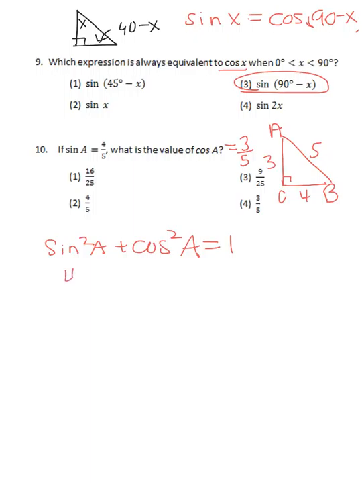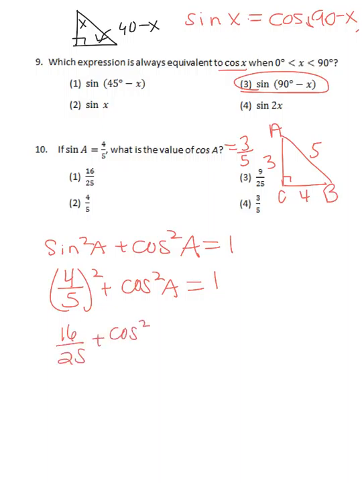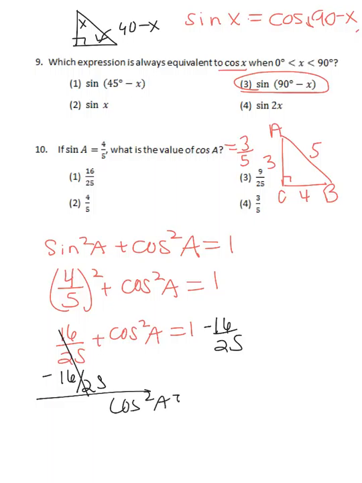So we're going to take 4/5 and plug it in here. We have cosine squared of a, that's equal to 1. Simplify 4/5 squared and get 16 over 25. And solve for cosine by subtracting 16 over 25 from both sides. We get cosine squared of a is equal to, if you don't know how to do fractions, just put this in your calculator, we get 9 over 25.